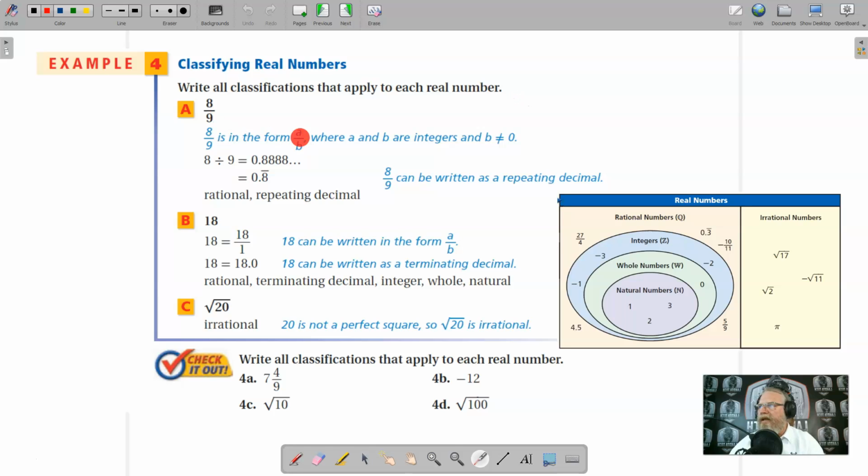8/9, well, that is a fraction. If we actually did 8 divided by 9, you see that we get a repeating decimal, right? So it would be a rational number and it would be a real number.